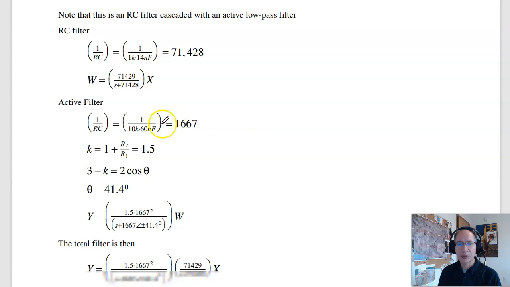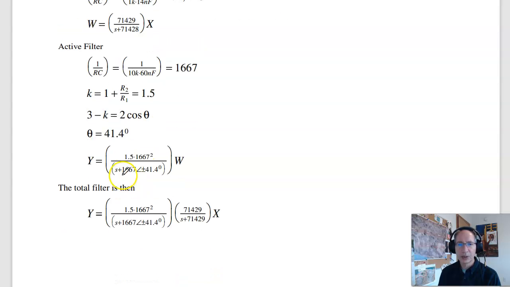And that relates to the angle as 3 minus K is 2 cosine of the angle. Solve for the angle, I get 41 degrees. So I've got a complex pole. There's the amplitude, there's the angle, and the DC gain is 1.5. Put it all together, I have the complex pole, I've got the real pole, gives me a third order system.